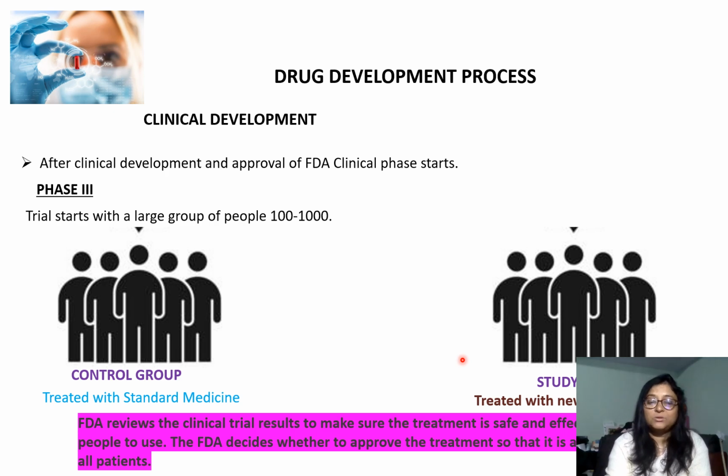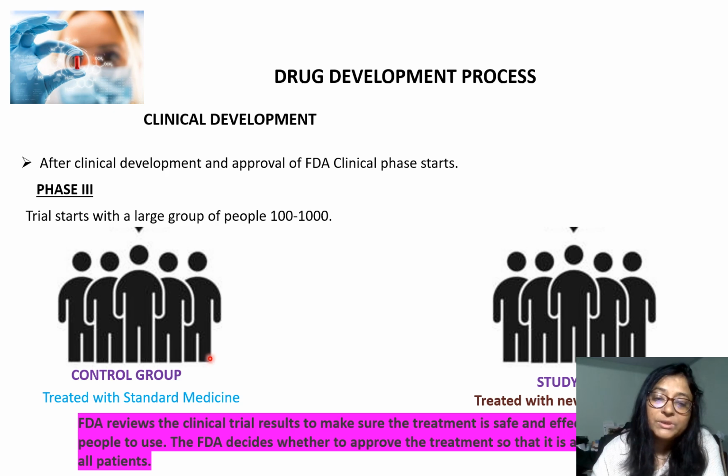Also the next question comes up: how is the group divided, like who will go into the control group and who will go into the study group? It is not done by any human, it is done by a computer, because they want to avoid human bias, and accordingly, on the basis of the result, people go into the control group or the study group.